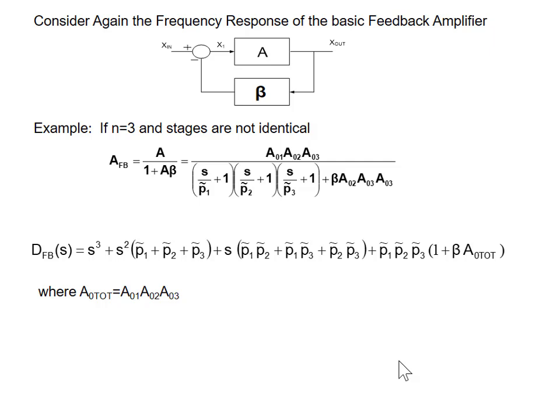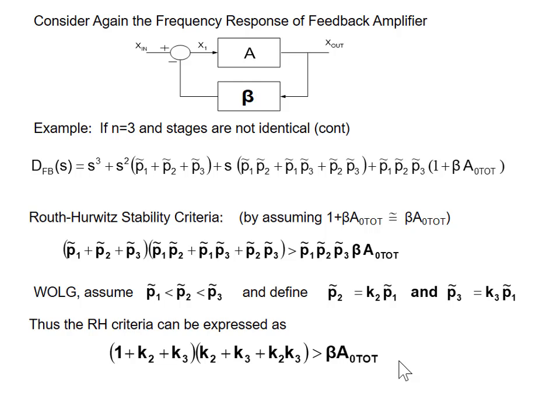If n is equal to 3 and the stages are not identical, I can write the transfer function like this. And the denominator polynomial looks like this. This is what I said would be really difficult to find the actual poles of the system. The DC gain, of course, is a product of the 3 DC gains. So I'm going to write down Routh-Hurwitz criteria. I can write down Routh-Hurwitz criteria here from this form. That's not hard to write down.